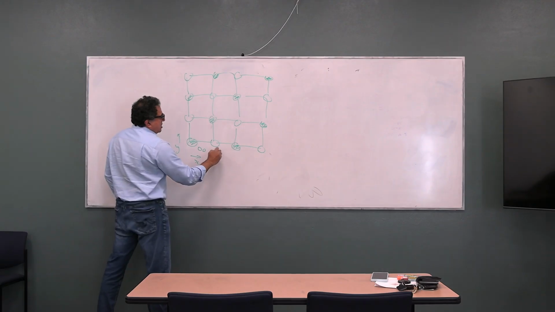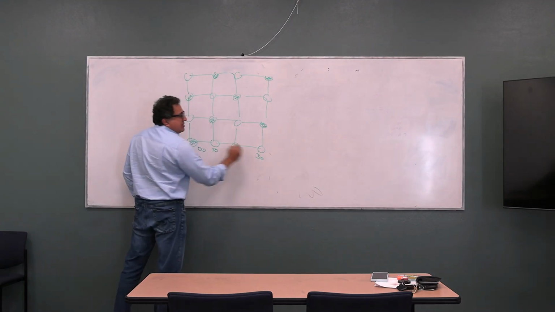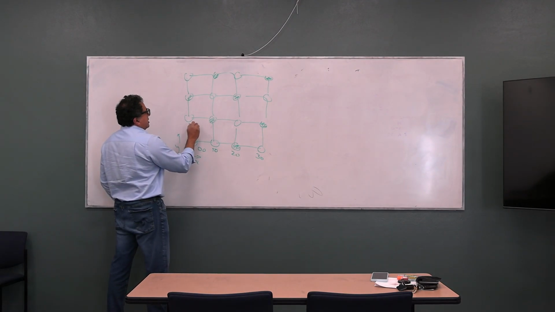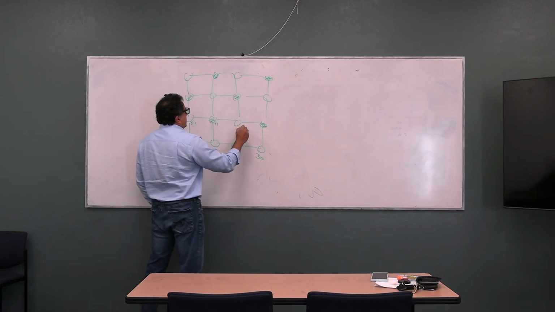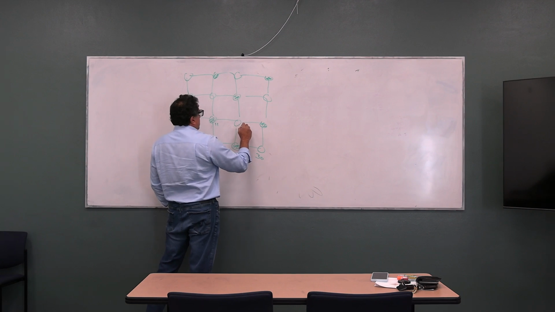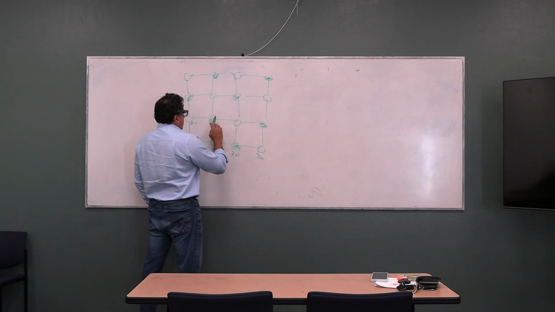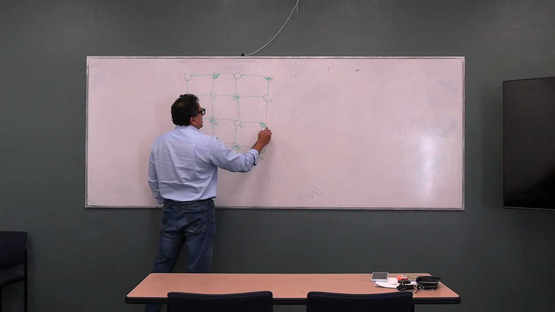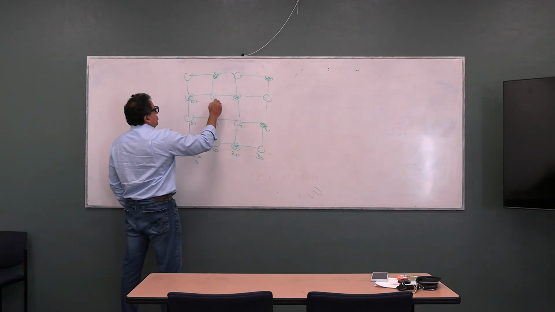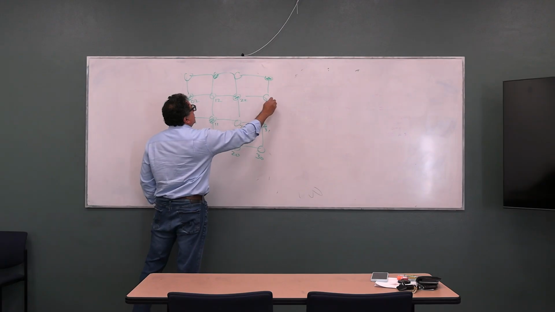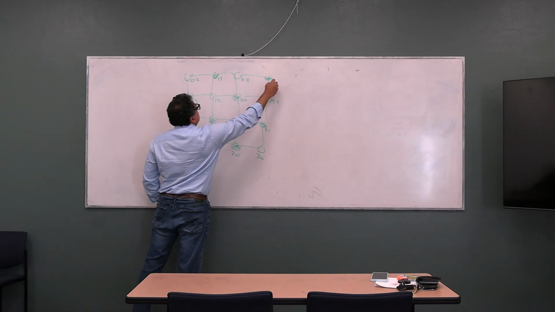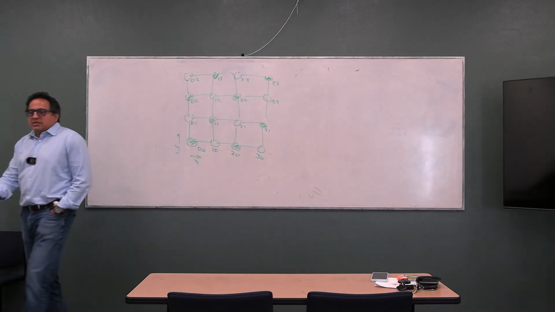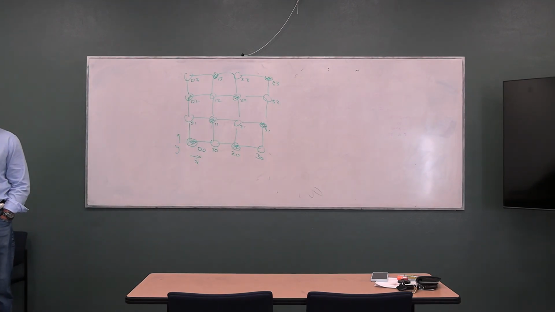So 0, 0, 1, 0, 2, 0, 3, 0. These are pairs, by the way. 0, 1, 1, 1, 2, 1, 3, 1, 0, 2, 1, 2, 2, 2, 3, 2, 0, 3, 1, 3, 2, 3, 3, 3. Do you agree that those are the coordinates? That's how it works. Okay?